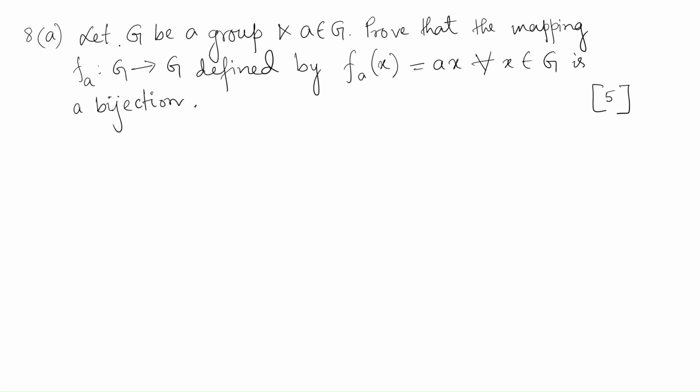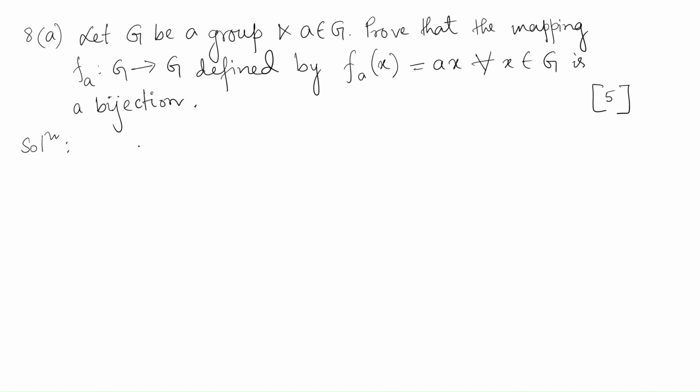Question 8a. Let G be a group and a belongs to G. Prove that the mapping f_a from G to G defined by f_a(x) equals ax for all x belongs to G is a bijection. Bijection mapping means one-to-one and onto. If we are able to show that f_a is invertible, then we can conclude that f_a is a bijective mapping.